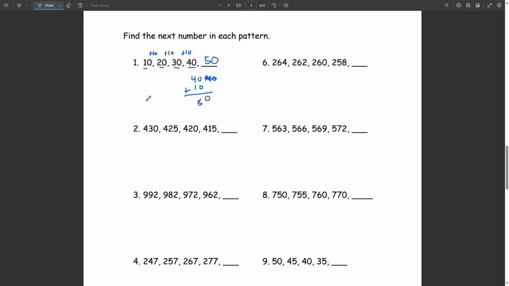Let's look at number 2. So we go 430, 425, 420, 415. If you look at the pattern here, you find out that it is being subtracted by 5 every single time we go down, right? Because it goes from 30 to 25 to 20 to 15. All right, so next what we want to do is 415. Follow the pattern, so we're going to minus 5. So 5 minus 5 equals 0. Drag down the 1, drag down the 4, so we get our answer, 410.